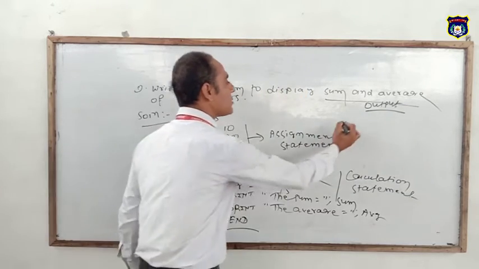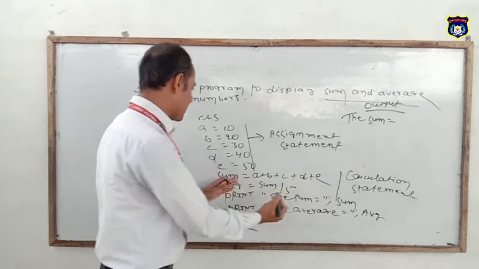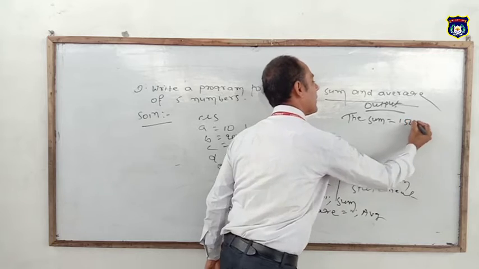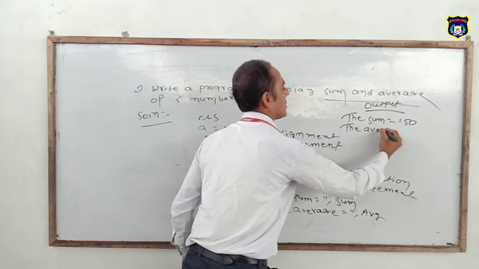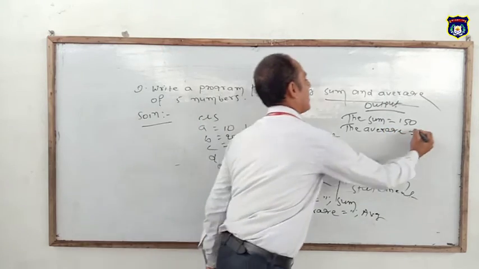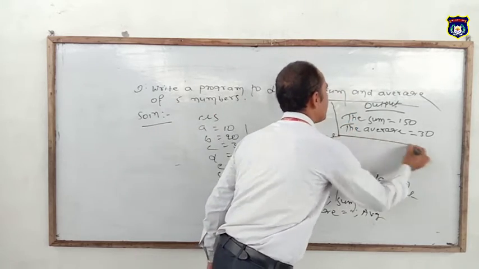If the sum equals how much? 50, 40, 90, 120, 150. And the average equals how much? Divided by 5, that means 30. When we run this program, we can get this output.